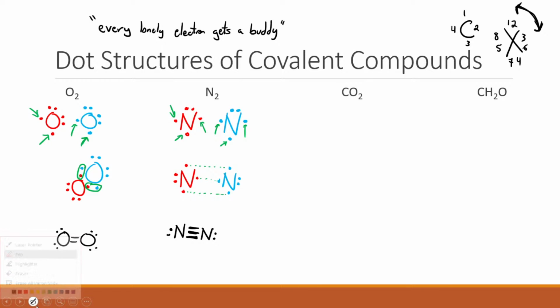If I go to double check my work here and look at my connections, this nitrogen has 2, 4, 6 coming from the bonds, 7, 8. This nitrogen has 2, 4, 6 coming from the bond, 7, 8.